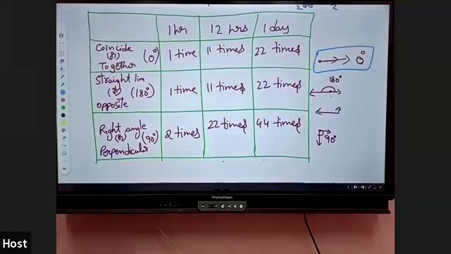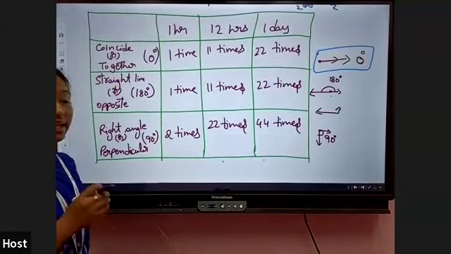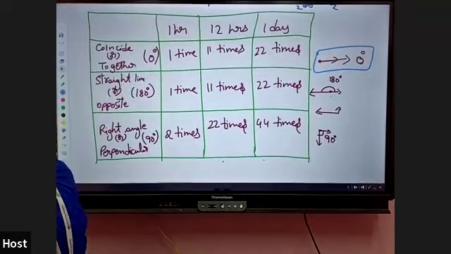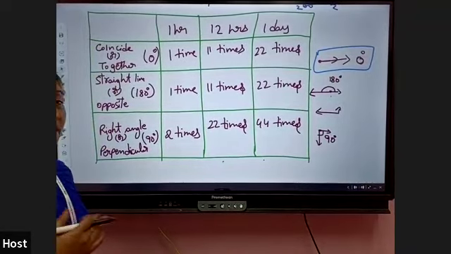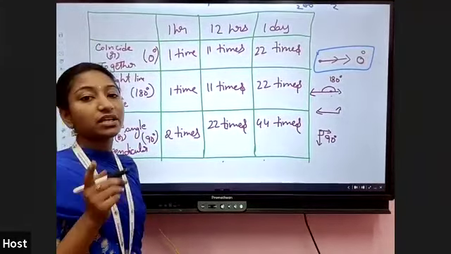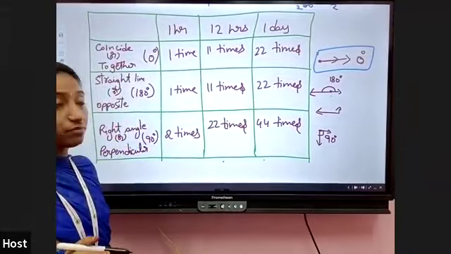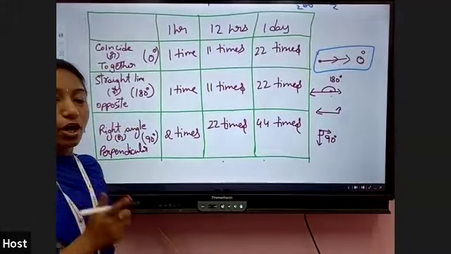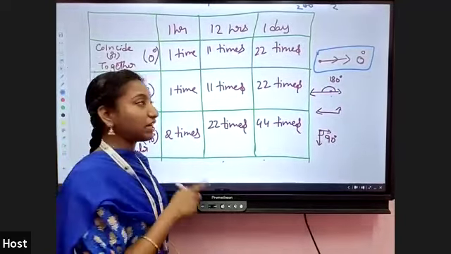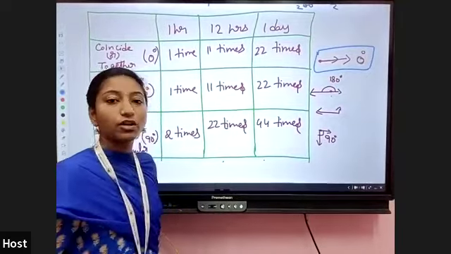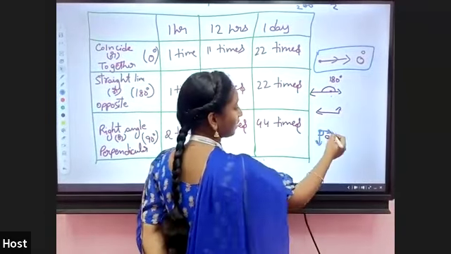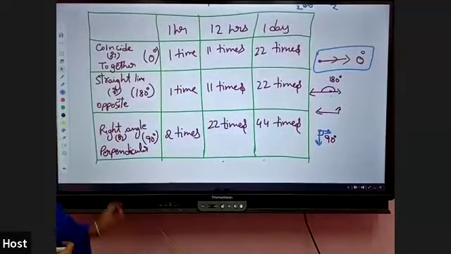Next, right angle or perpendicular. Right angle means 90 degrees. Straight angle means 180, right angle means 90 degrees. For 180 degrees or 0 degree, in 1 hour it will form only one time, while 90 degrees will form 2 times in 1 hour. Next, in 12 hours, it will form 22 times, and in 24 hours, it will form 44 times. So the minute hand and hour hand will be like this, at 90 degrees. Understand?